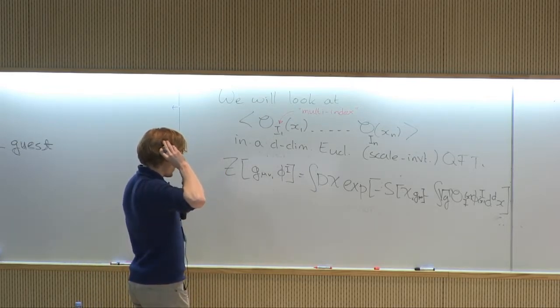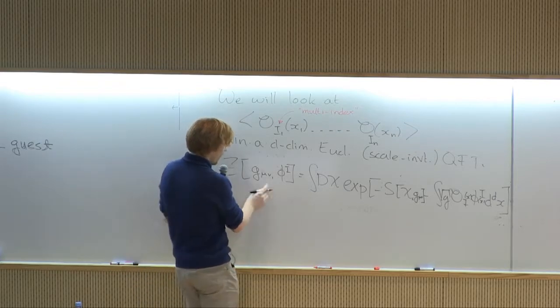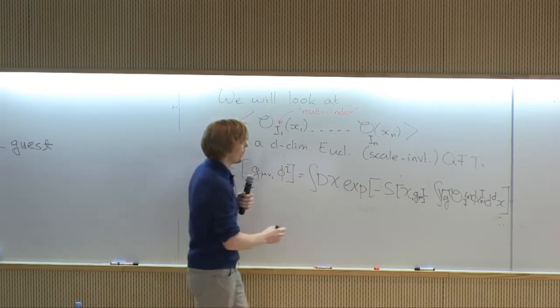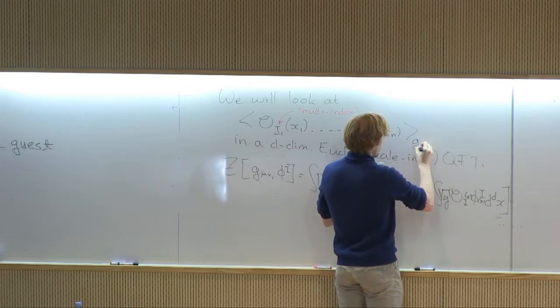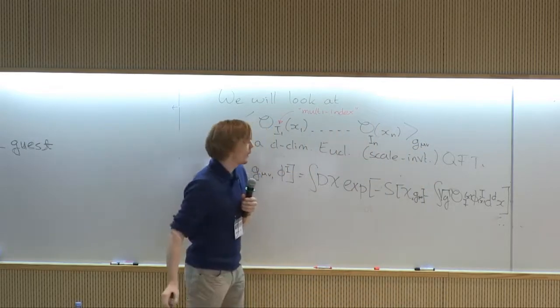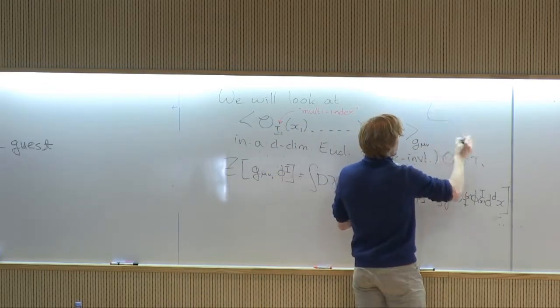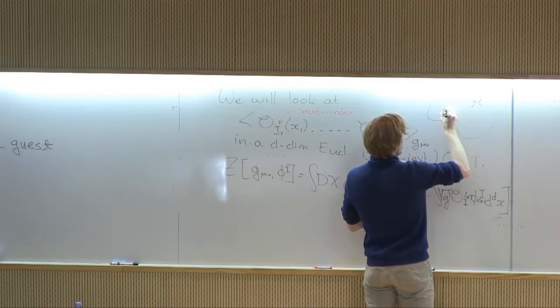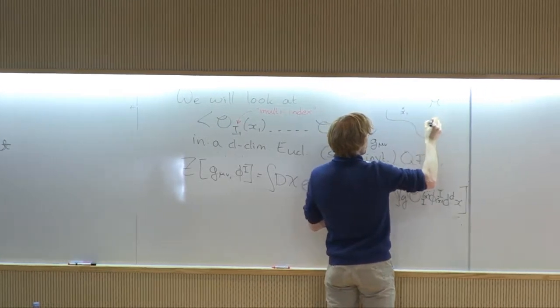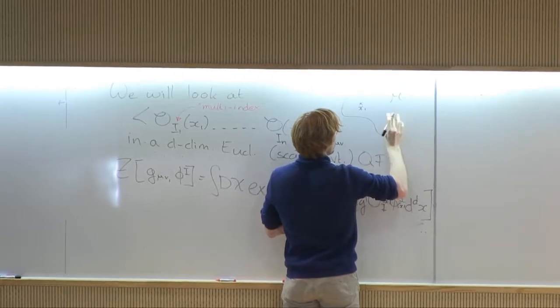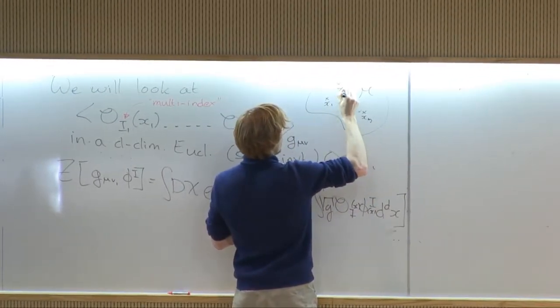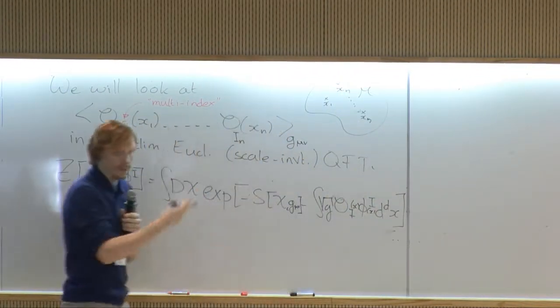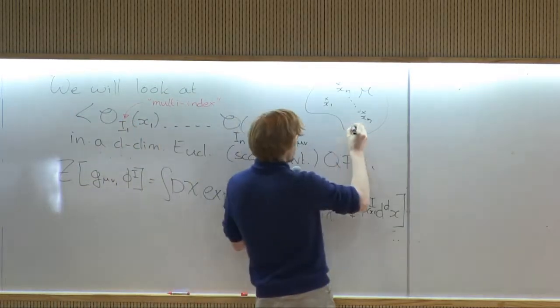So what do we know? Well, we have the theory. So the theory now has some non-trivial background. So this is a correlation function on some non-trivial metric. So really, there's some space, some manifold M, maybe with some insertion points, x_1, x_2, all the way to x_n. And we're just looking at this correlation function in the presence of some background metric g_μν.